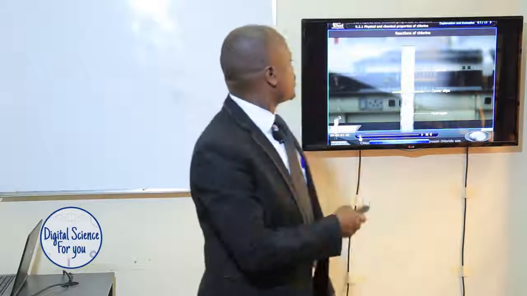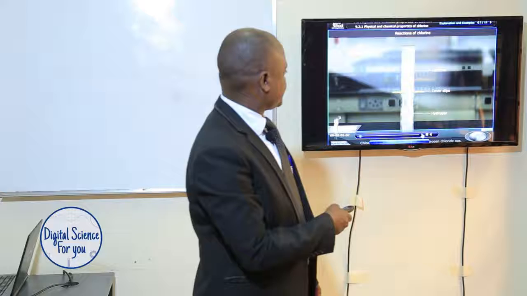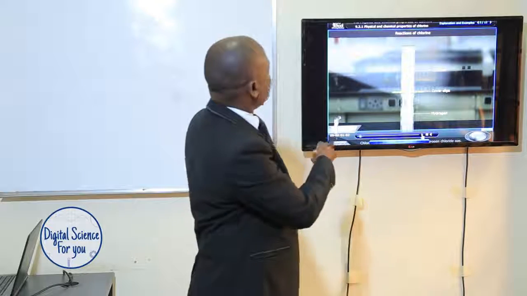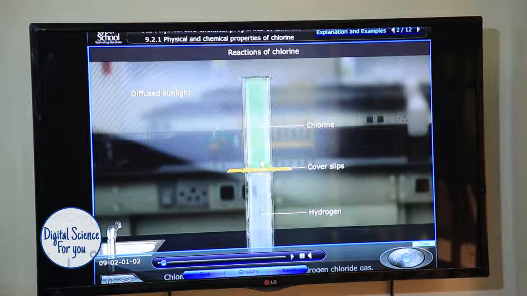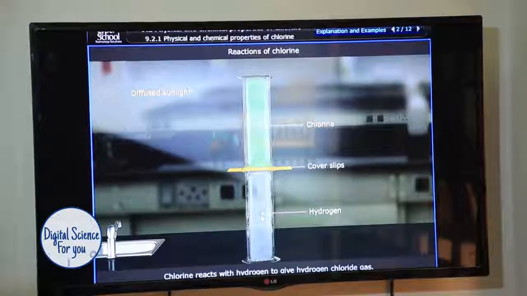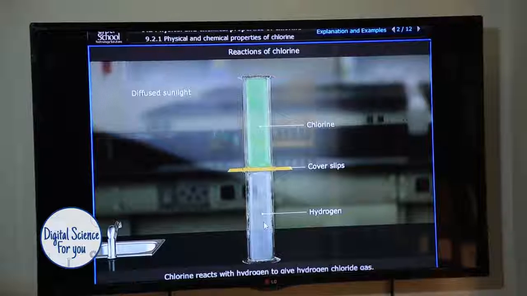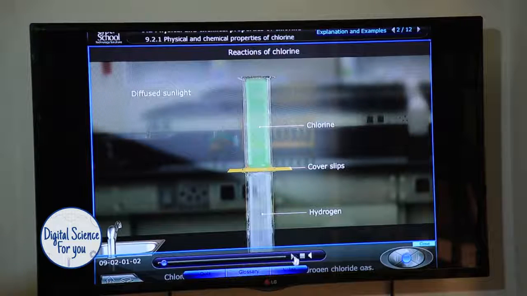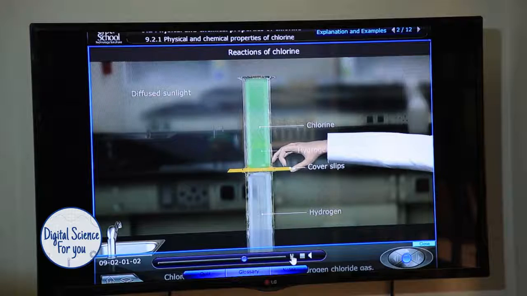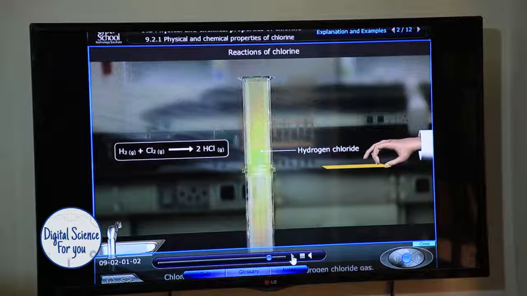One, reaction with hydrogen. So here we have 2 gas jars. The upper one has chlorine, you can see it is green, and the lower one has hydrogen, but the 2 gases are separated using a cover clip. When the cover clip is removed and the setup is exposed to sunlight, the 2 gases react together and produce hydrogen chloride gas.